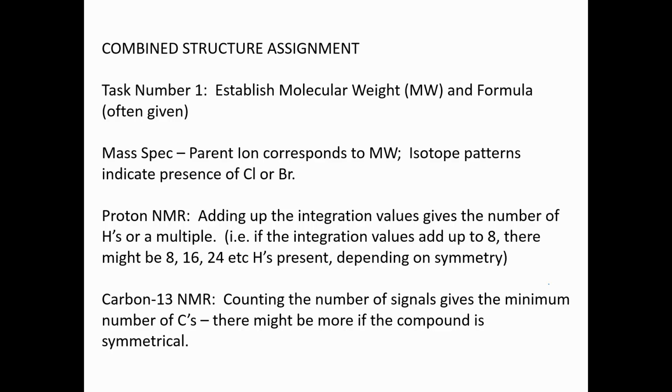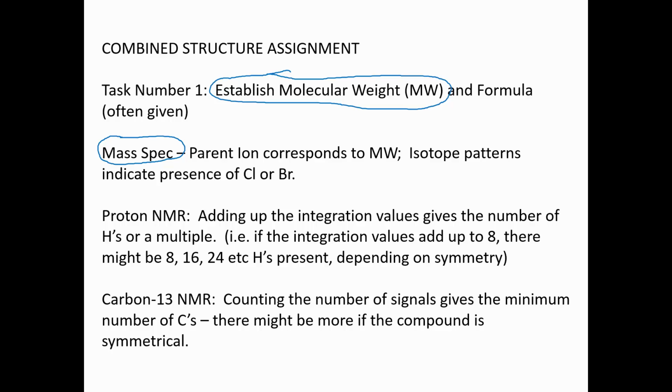Okay, so we're given an unknown compound. Our task number one should be to establish the molecular weight and the formula. All right, the most useful tool here is the mass spectrum. Looking at the parent ion corresponds to the molecular weight, and we can look at the isotope patterns, the M+2 peaks in most cases, to see if we might have other elements present like chlorine or bromine.